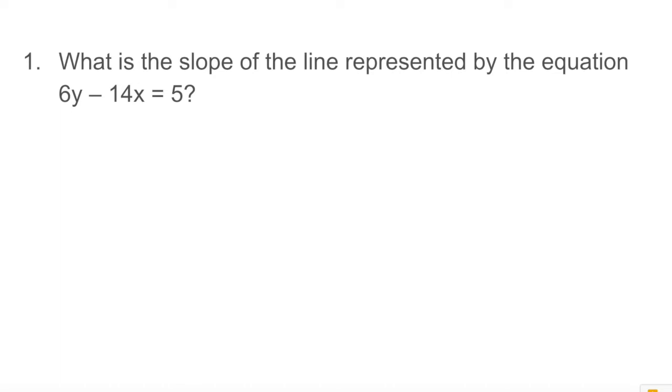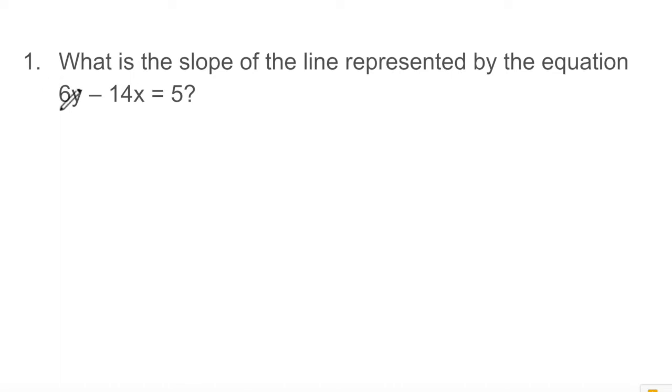What is the slope of the line represented by the equation 6y minus 14x equals 5? Well, this is the standard form of the line. This is not the slope-intercept form. So we want to convert this form of the line to the slope-intercept form, and then we'll know what the slope is, right? Y equals mx plus b. So what we have to do is isolate the y on the left.